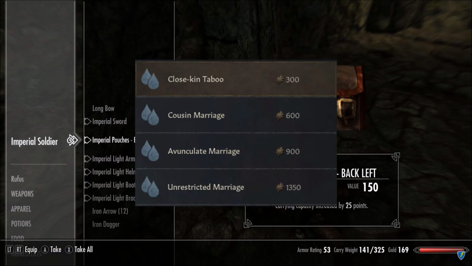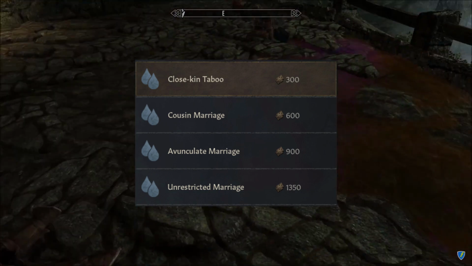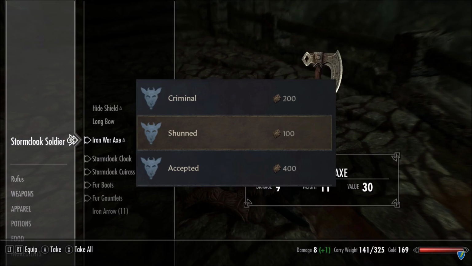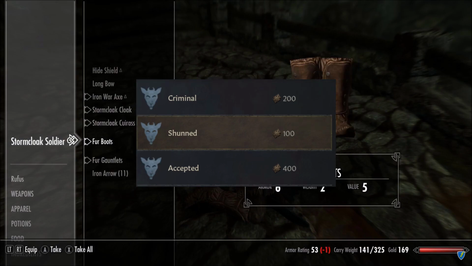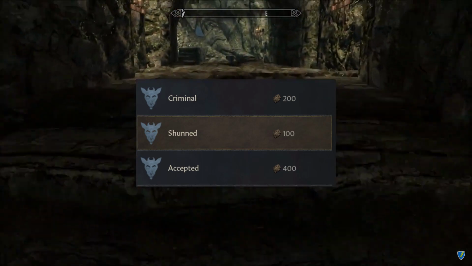Consanguinity, close kin taboo. There are plenty of people out there in the wide world of Tamriel. You don't have to diddle your cousin. Same-sex relations, accepted. Marriage isn't limited by gender. Deviancy. Accepted. Doesn't seem like most people in Tamriel care about how you get your rocks off as long as it doesn't hurt anybody else.